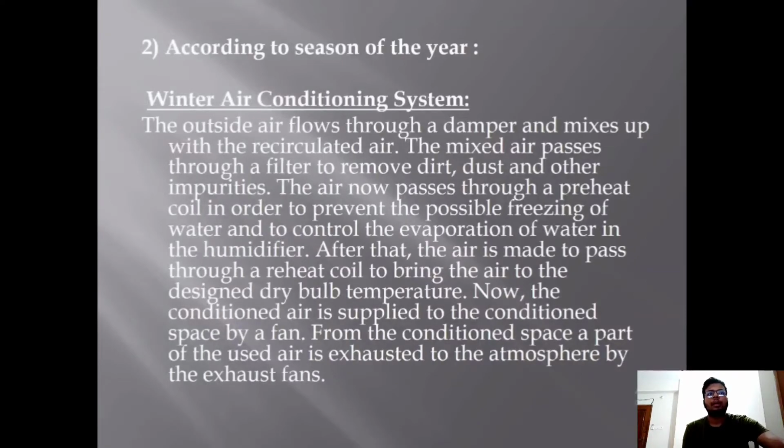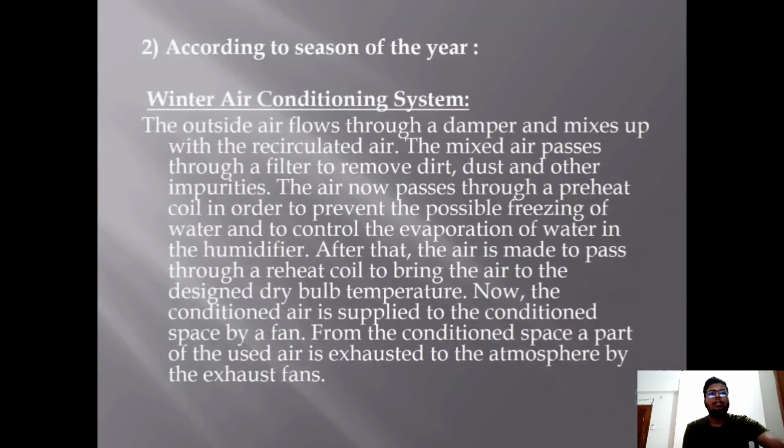The air now passes through a preheat coil in order to prevent the possible freezing of water and to control the evaporation of water in the humidifier. After that, the air is made to pass through a reheat coil to bring the air to the desired dry bulb temperature. Now, the conditioned air is supplied to the conditioned space by a fan.